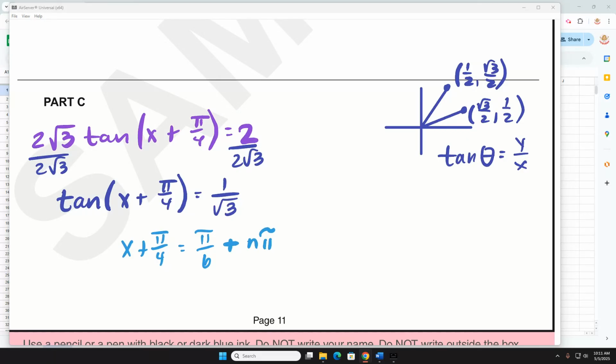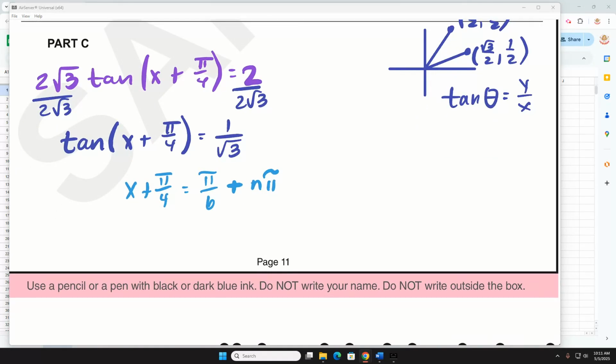We're given all the answers in the domain, which is going to be an infinite number of answers. Now, if it had been sine or cosine, there would have been 2 angles, probably, that I would have to give, and I would add 2 pi n. Okay, so we're not done. We also need to just solve this for x by subtracting pi over 4.